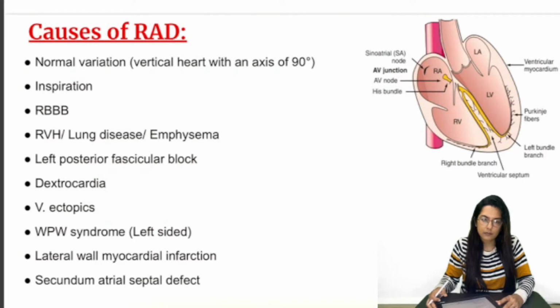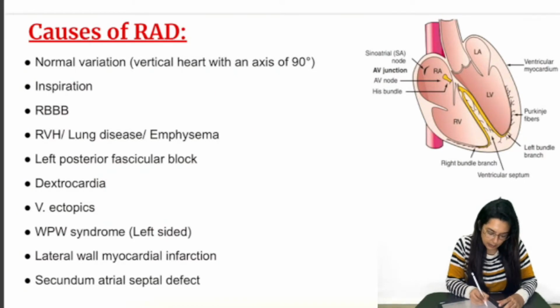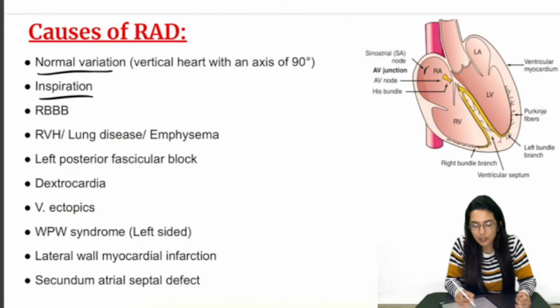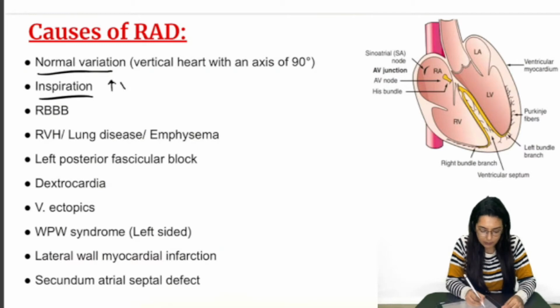Okay, now we'll discuss the causes of RAD, that is right axis deviation. It can be a normal variant. It can be seen in inspiration, which is again normal. Inspiration leads to decreased intrathoracic pressure, which leads to increased venous return to the right heart, and the right heart will obviously contract more. Okay, then RBBB.